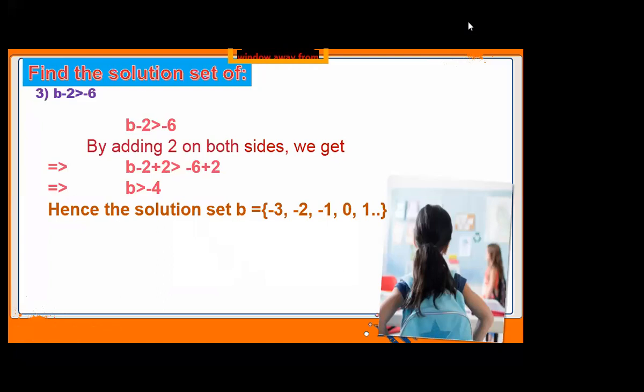Very good, Aisha. Very good, Halima. Here we get minus 4. B is greater than minus 4 means minus 3, minus 2, and so on. Is it clear? This simplification is clear. Any question, students? If there is any question, you can ask me. Let's start the questions together.